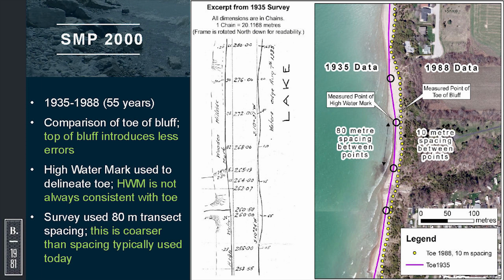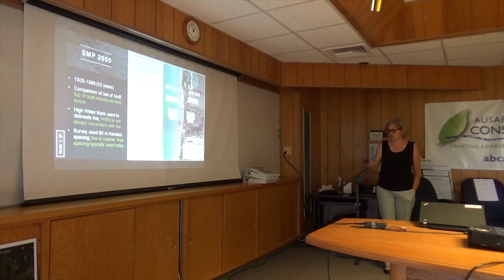It sort of limits the data that you can take off, and how there can be a difference between the high water mark and the toe of bluff. So those are just some of the limitations on the old data sets that were used. Now I have to say that those were definitely the best data sets at the time when the 2000 plan was developed, and they're the same data sets that a number of other conservation authorities around have used.